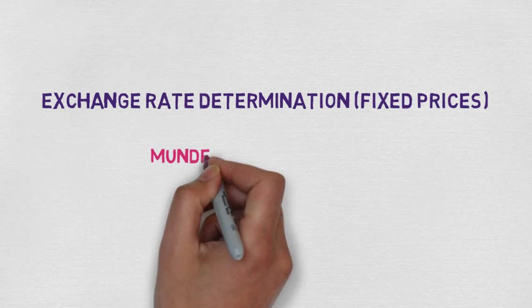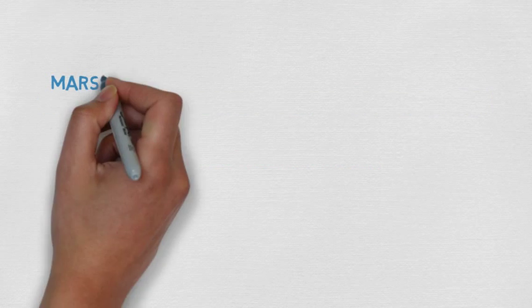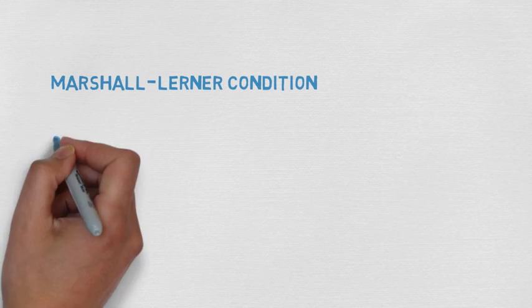We're going to continue looking at exchange rate determination. This time we're focusing on the Mundell-Fleming model, which uses the assumption of fixed prices. First, let's have a look at the Marshall-Lerner condition.